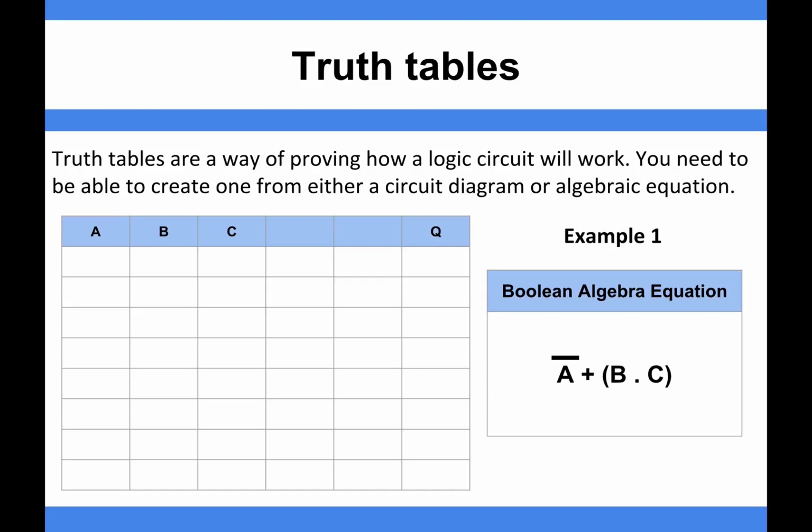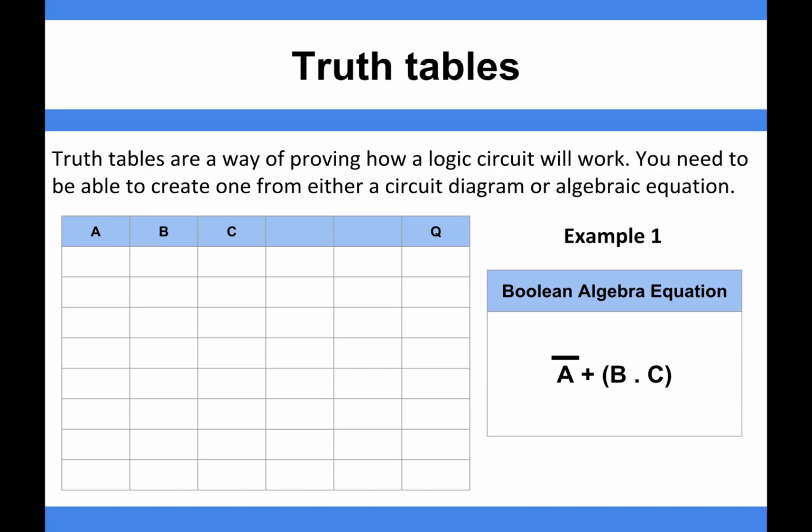So truth tables are a way of proving how a logic circuit will work. You need to be able to create one from either a circuit diagram or an algebraic expression like we've got below. Now, the first step I'd advise you to do is make sure you've got one column per variable in your equation. So we've got A, B, and C here, so I need A, B, and C columns.